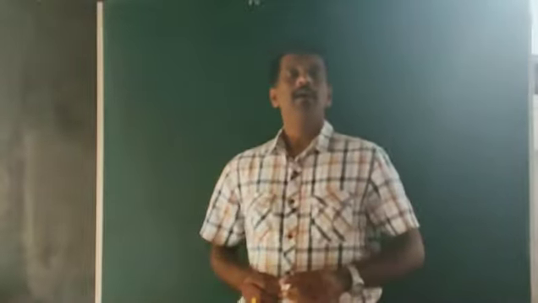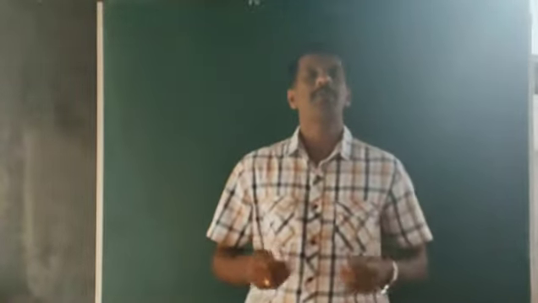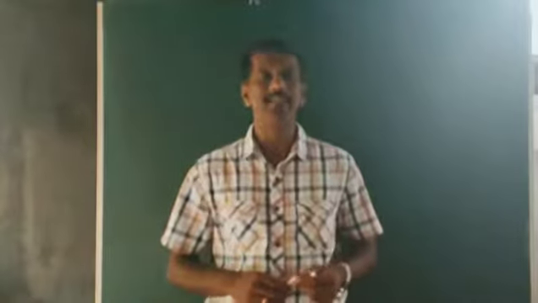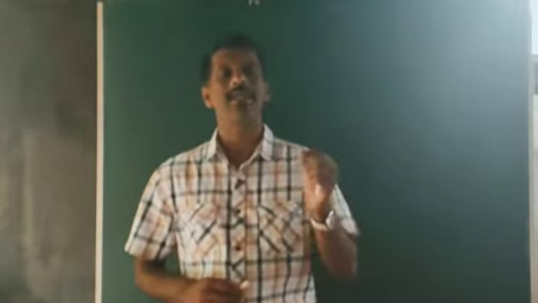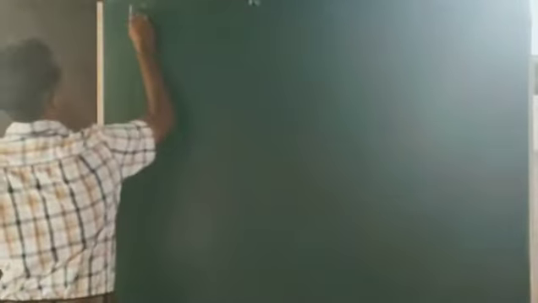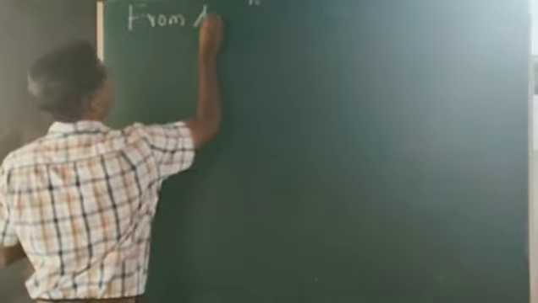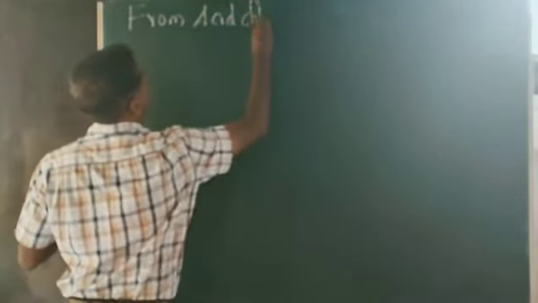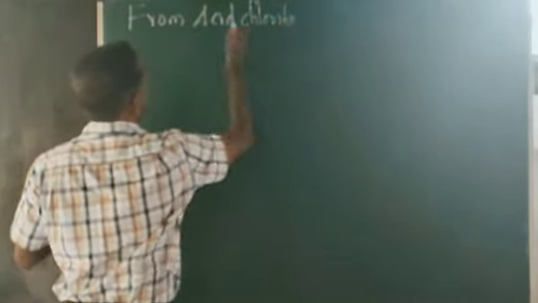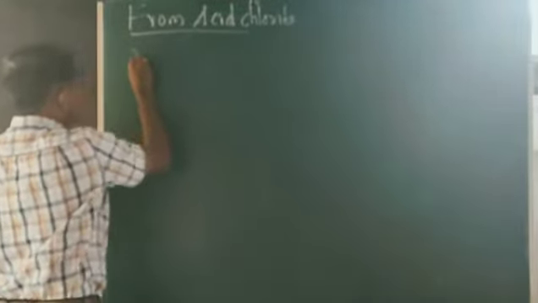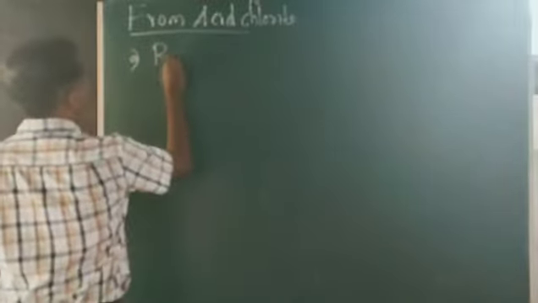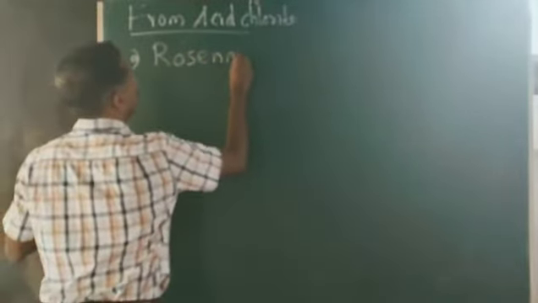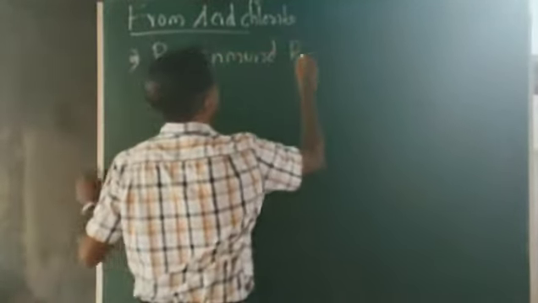Good morning. We are continuing the methods of preparation of aldehydes and ketones. Next is preparation of aldehyde and ketone from acid chloride. From acid chloride, the first method is known as Rosenmund reduction.